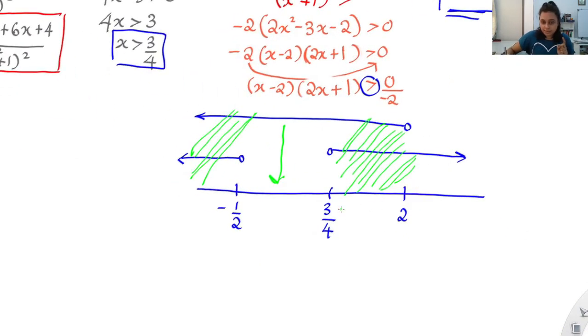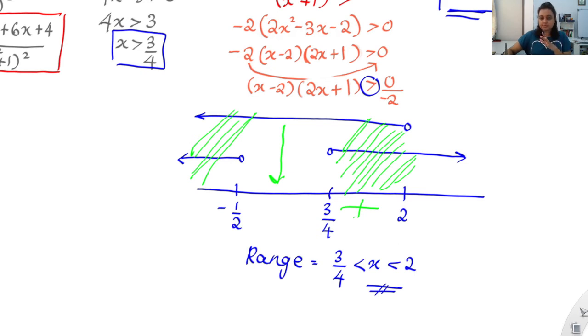That means this part here. These are the positive ones, because 3 over 4 and 2 are positive. So my final answer of range will be from between 3 over 4 to 2. So this is the range of values of x. So only choose the positive ones. Don't choose the other one because the one is already negative. All right. So this one is question 13.